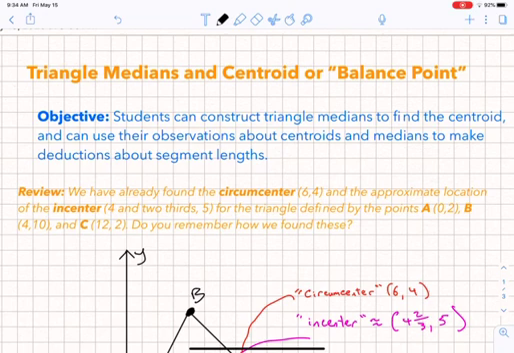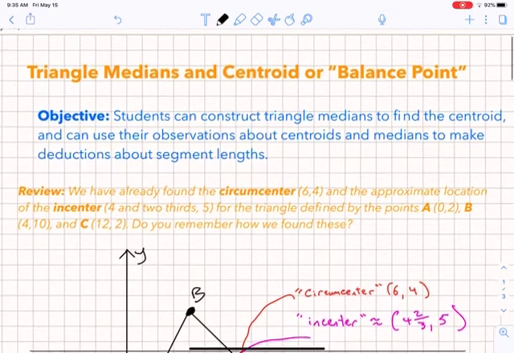Students can construct a triangle, can construct triangle medians, there's that word median, so we need to think about that, to find the centroid, and can use their observations about centroids and medians to make deductions about segment lengths. That second part is going to be in another video. First, I want to construct the centroid. Before we do that, though, I want to do a bit of review.